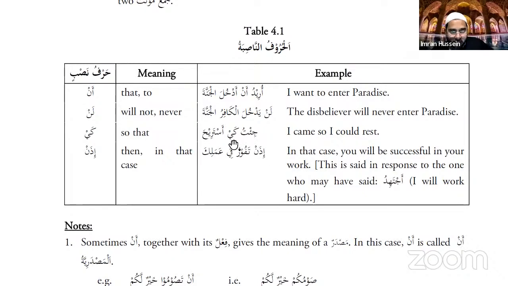Right, okay. Now, the next one is ji'tu. The word kay, and likay with a lam before it, means in order to or so that. Kay normally comes as a reply to another verb, like ji'tu, I came, so another verb precedes it. Ji'tu kay astariha: I came so that I can take rest. Now kay is coming, and can you see astariha getting a fatha?